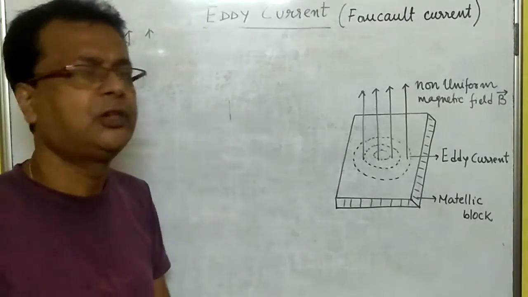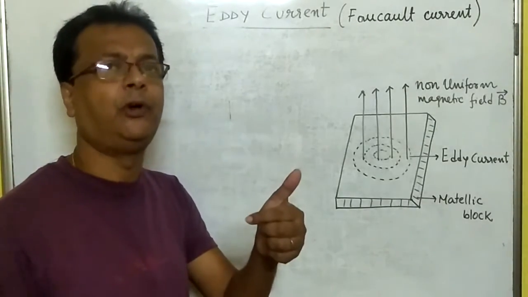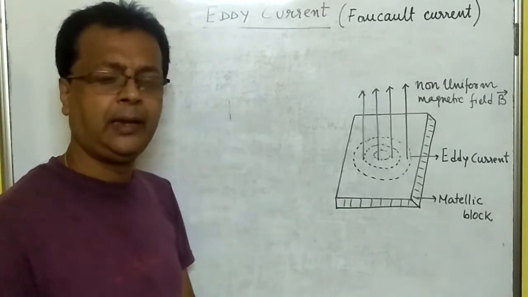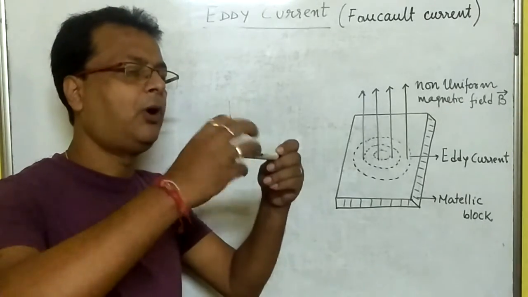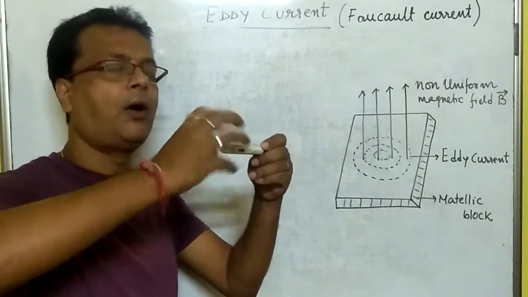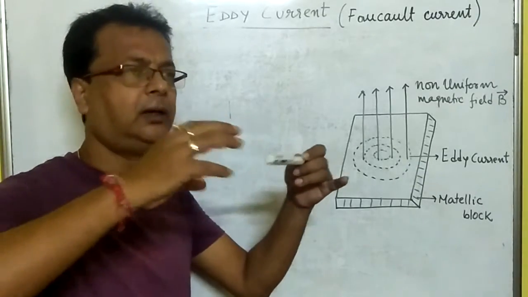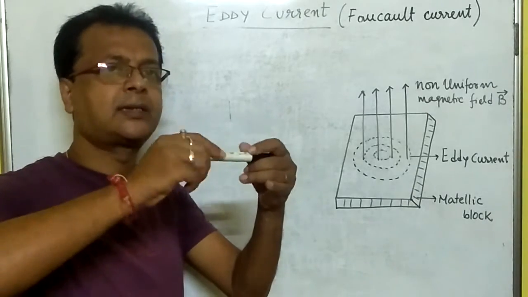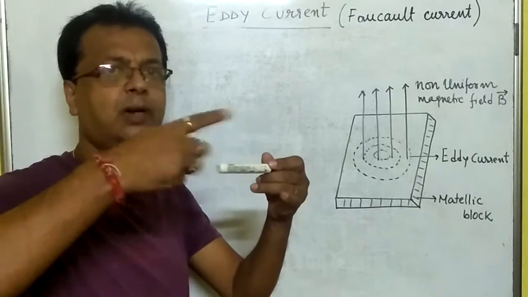Another important advantage of eddy current is that you can use it in the speedometer of an automobile. In an automobile, what they do is they place a small magnet on the axle of the car. You understand the axle of the car? On the axle of the car, you place a small magnet. So when the wheel rotates, the magnet also moves around.